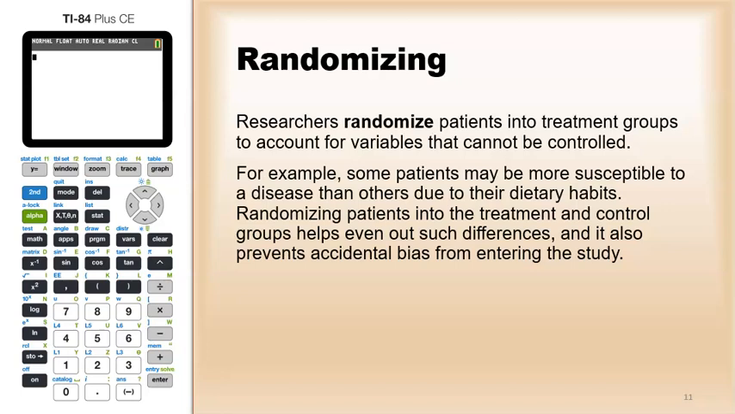So, for example, some patients may be more susceptible to a disease than others due to their dietary habits. Randomizing patients in the treatment and control group helps even out those differences and also prevents accidental bias from entering the study.